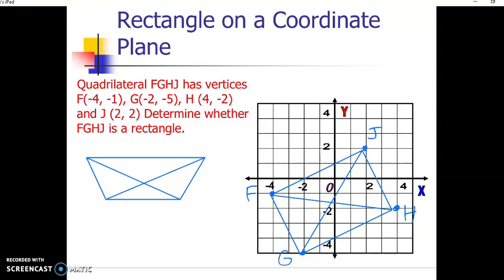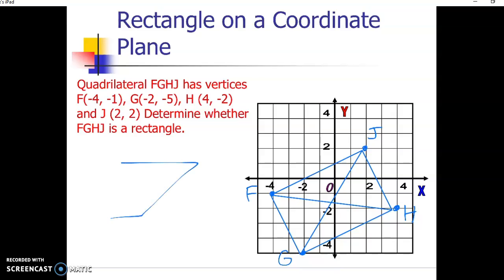Sometimes trapezoids have the same diagonals. If you look at that, we could say those diagonals are congruent, but obviously that is not a rectangle. So that's why we need to show both, that they bisect each other. And if we were to look at a parallelogram like we have in the past, sometimes parallelograms bisect each other. In that case, that is not a parallelogram, so it doesn't look like it.